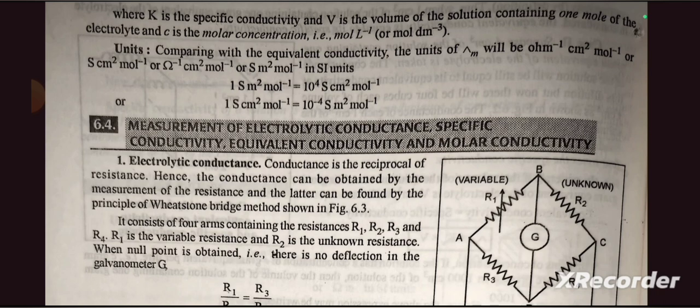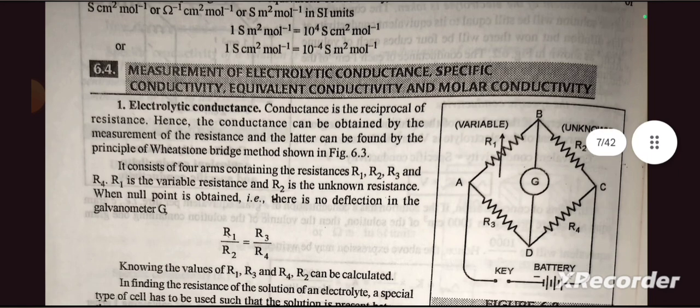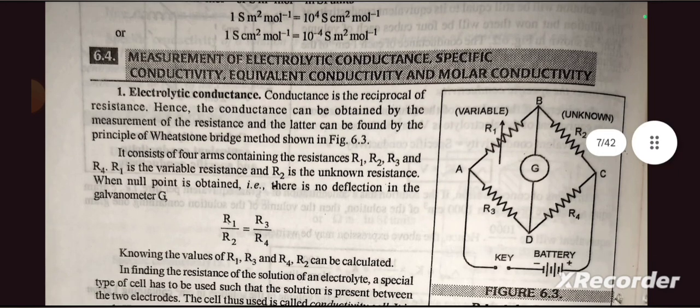Comparing with the equivalent conductivity, the unit of lambda m will be ohm inverse centimeter square mole inverse, or S centimeter square mole inverse, or S meter square mole inverse in SI unit. 1 S meter square mole inverse is equal to 10 power 4 S centimeter square mole inverse. 1 S centimeter square mole inverse is equal to 10 power minus 4 S meter square mole inverse.